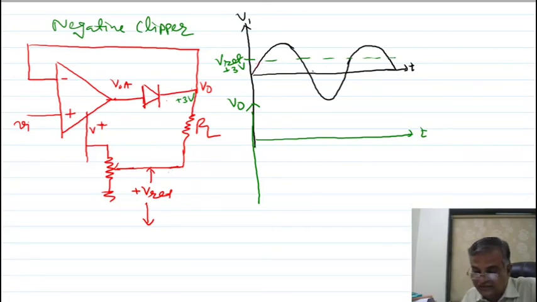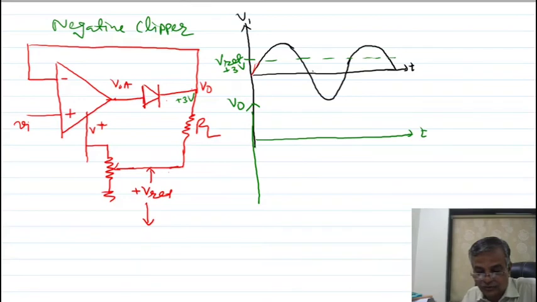During this, again I will tell you, this Vi input is less than this. So during this you will get reference voltage. This will conduct, so you will get the waveform. During this it does not conduct. When this does not conduct, you will get reference voltage.